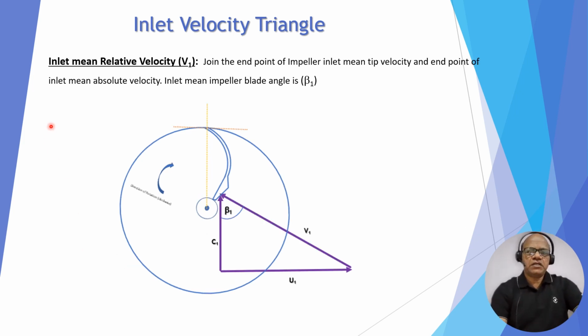Then the inlet mean relative velocity V1: join the endpoint of U1 and the endpoint of C1. This will give V1, the inlet mean relative velocity, and beta 1 is the blade angle, which is measured from the axial direction at the mean position. So the inlet velocity triangle is drawn at the mean blade height.